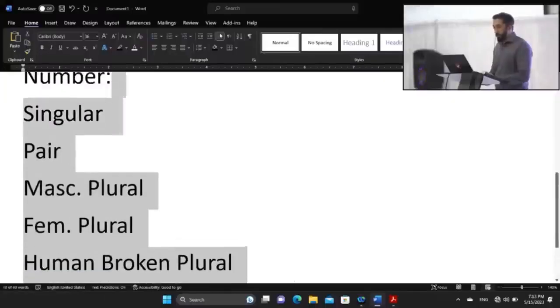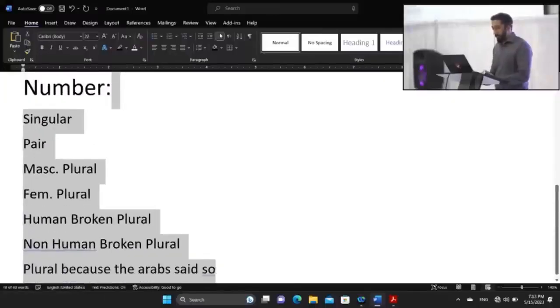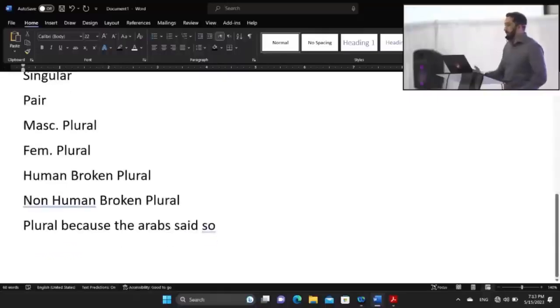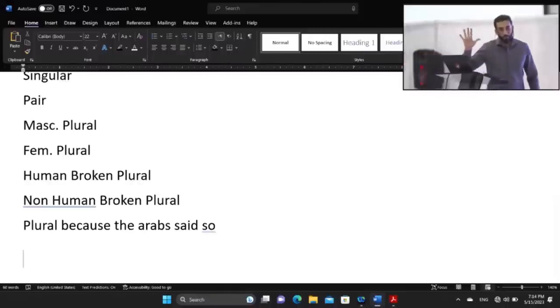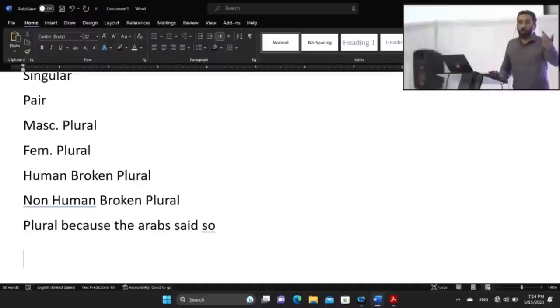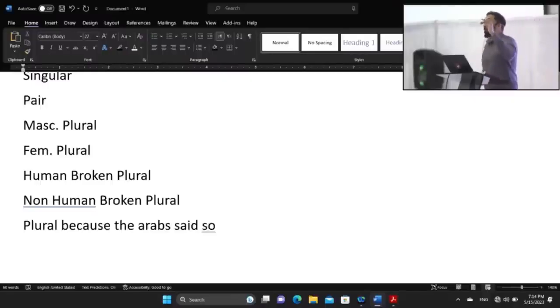The Arabs are really into their plurals. When we're studying number, we're basically studying plurals. The whole study of number is just a study of what? Plurals. And there are 5 kinds of plurals. Pair, you already know. What's pair? Ani, ayni, ayni. Singular, you already know. Un and in. The masculine plural, you already know. What's the masculine plural? Una, ina, ina.